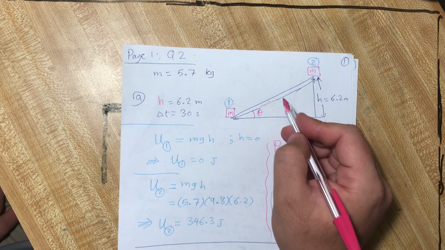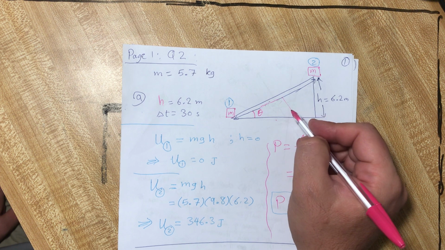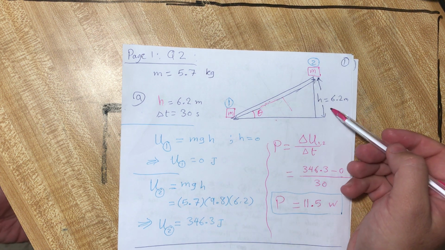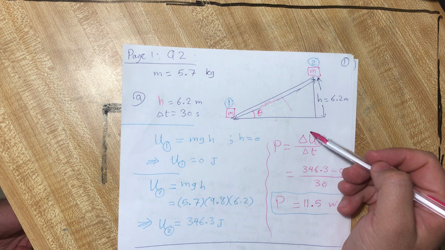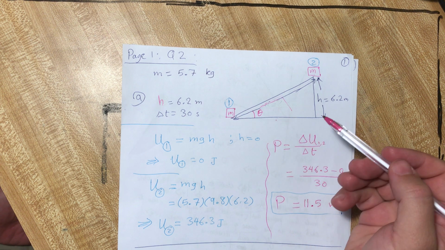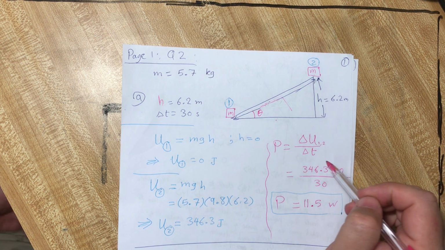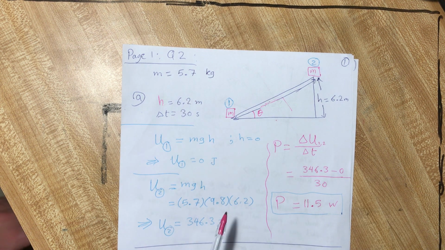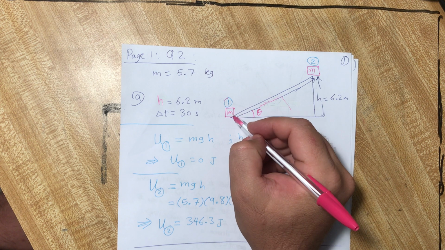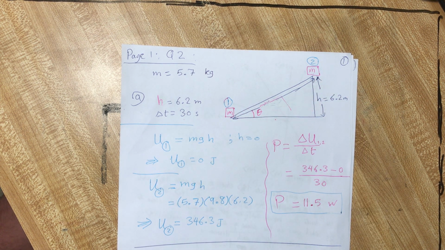We don't need to know the angle theta. We don't need to find the weight mg and cosine and sine theta. We just need the height. It is simple when we use energy. The mass is 5.7 kilograms. If this mass is lifted from point number 1 to point number 2 in 30 seconds, it is easy.